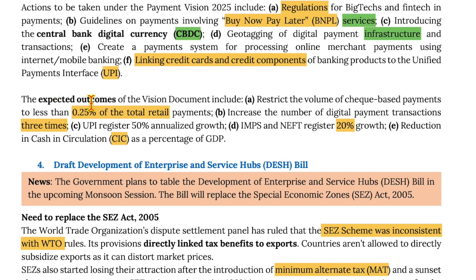The expected outcomes of the vision document include restricting the volume of check-based payments to less than 0.25% of the total retail payments, increasing the number of digital payment transactions 3 times, UPI registering 50% annualized growth, IMPS and NEFT registering 20% growth annually, and a reduction in cash in circulation as a percentage of GDP. These are the expected outcomes of the vision document.